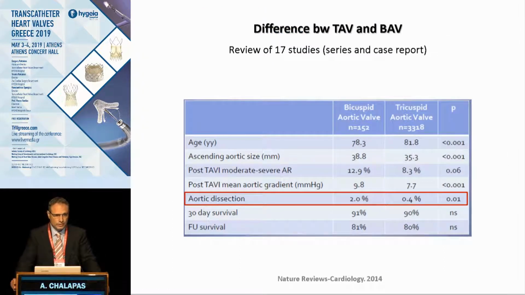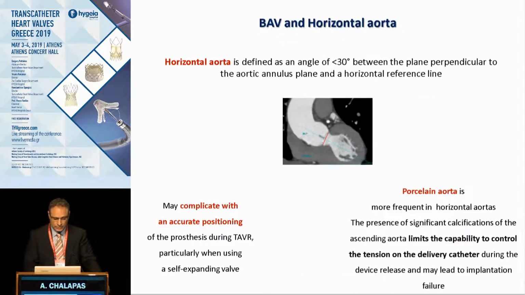And we know that aortopathies are characterized by a higher incidence, up to 5 times, of complications such as aortic dissection, and this is more often seen with balloon-expandable valves, especially when these are oversized. Another piece of information that someone could get from the CT analysis is the existence or not of a horizontal aorta. This is another combination that often occurs.